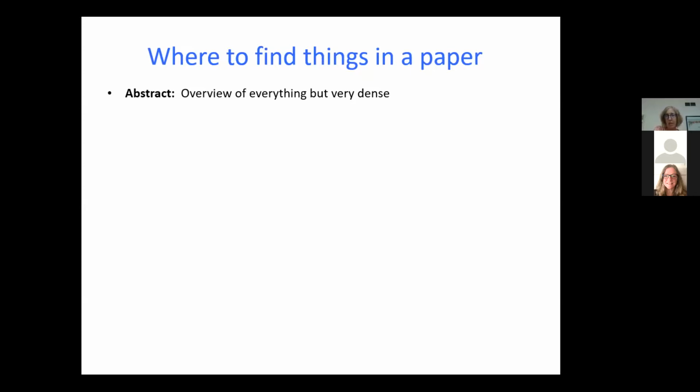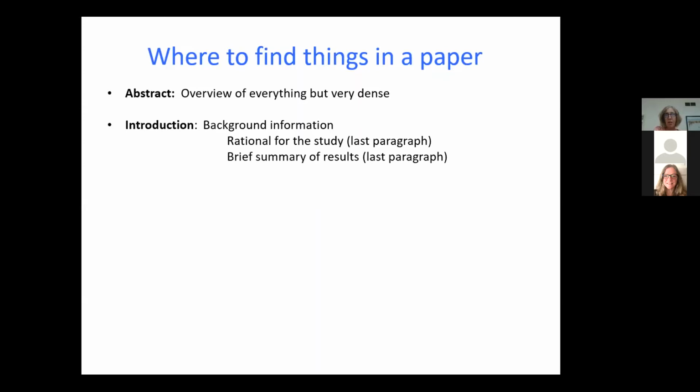So the abstract, as I mentioned, is the sort of overview of the whole body of work, but it can be very dense and hard to read because it is a mixture of results, background and conclusions, all rolled into something that can be between 150 to 250 words. So it's pretty dense. So then you have the introduction. The introduction gives you the background information. It'll tell you, for example, the rationale for the study, particularly the last paragraph, and it will usually give you a very brief summary of the results.